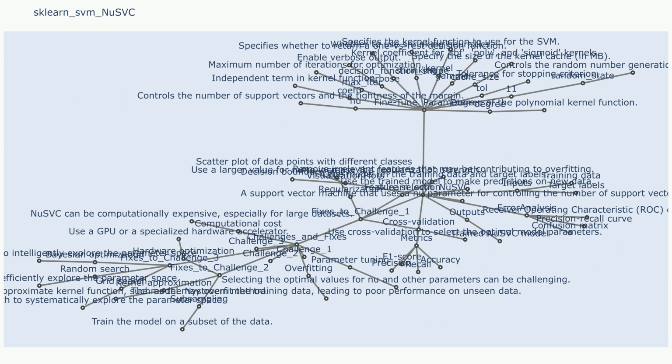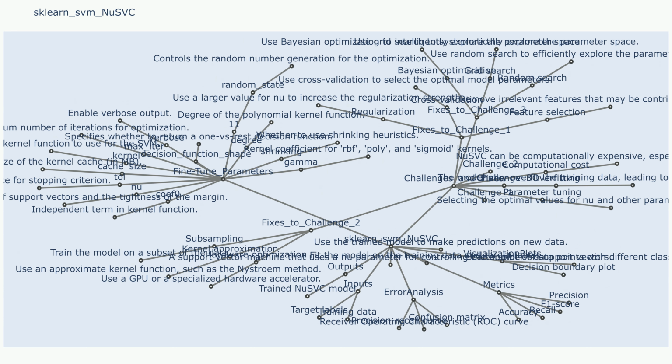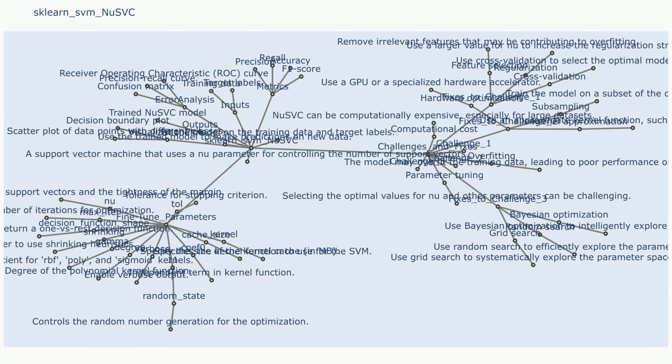Inputs: X, the training data, represented as a 2D array of shape (n_samples, n_features), where n_samples is the number of samples and n_features is the number of features. y, the target values, represented as a 1D array of shape (n_samples), where each element corresponds to the class label for the corresponding sample in X. Outputs: self, the trained NuSVC model. decision_function(X) returns the decision function values for the given data X. predict(X) returns the predicted class labels for the given data X.